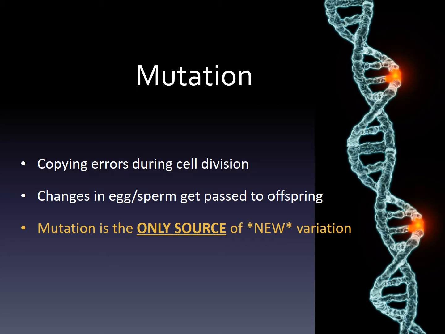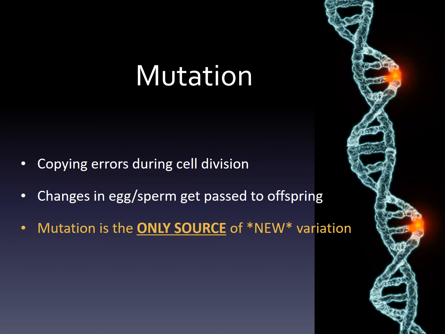You may recall that mutations are copying errors during cell division. So when DNA is going into new cells, it gets copied, and if there's a proofreading error, one of the letters, those A's, T's, C's, and G's on the DNA, mutates into some different letter.